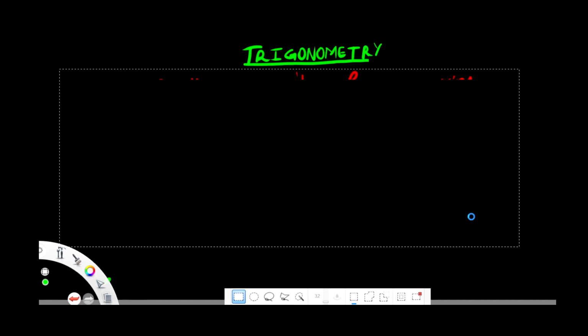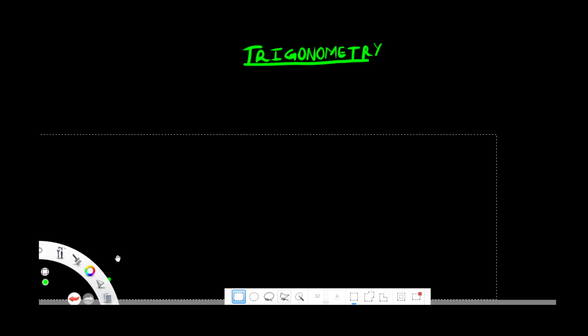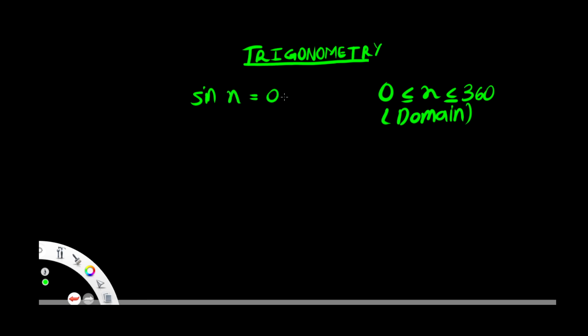So let's solve some questions and then wrap it up for the day. First of all, we are given some domain. This thing is known as the domain, and you will better understand it in functions once I teach functions. But for now, just remember this is a domain. So the examiner asks us to calculate sine x equals 0.4.